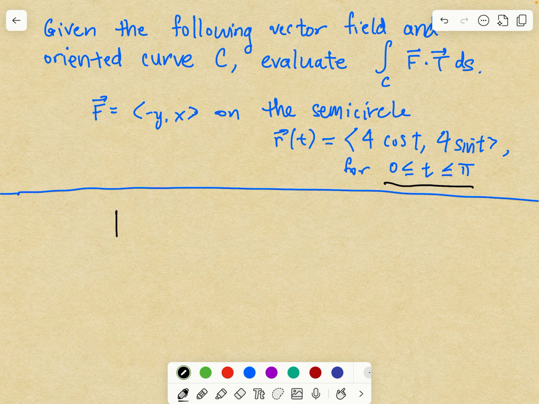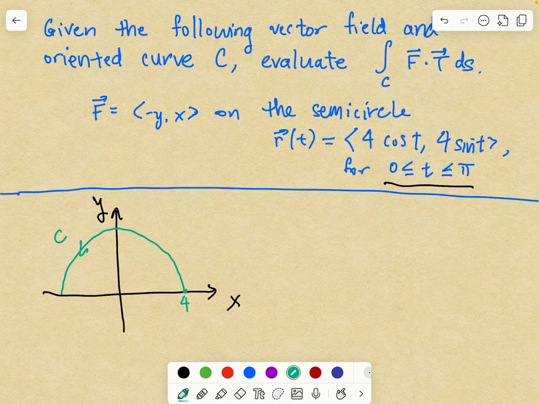So what that looks like is, here's the x-axis, here's the y-axis. You have a circle of radius 4, but you only want the part that corresponds to t going from 0 to pi. And that's this part. So you have radius 4. When t is 0, you're at 4 comma 0, and then as t increases, you go counterclockwise in this direction, and when t is pi, you end up at negative 4, 0. So that's your curve C.